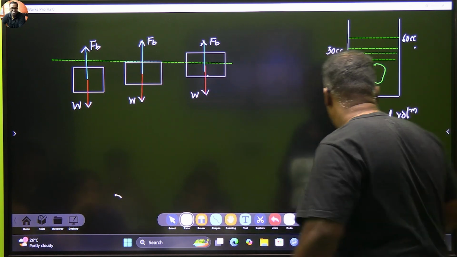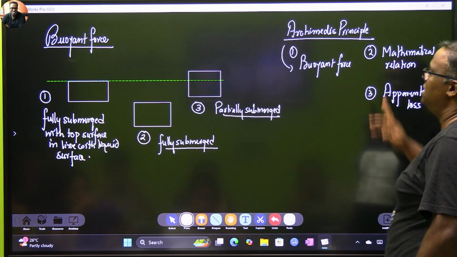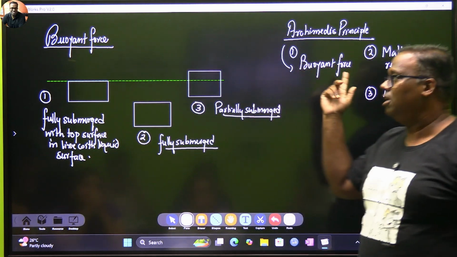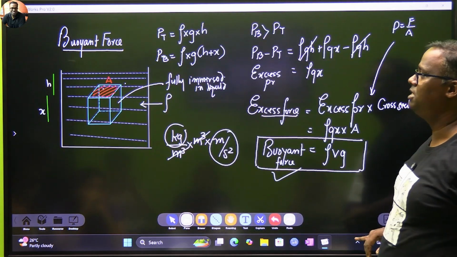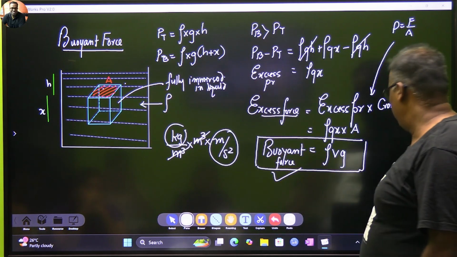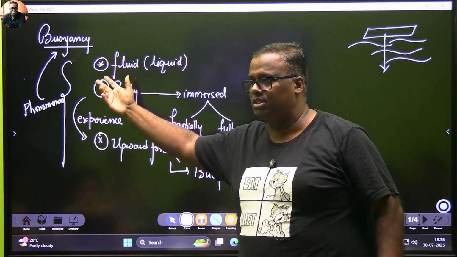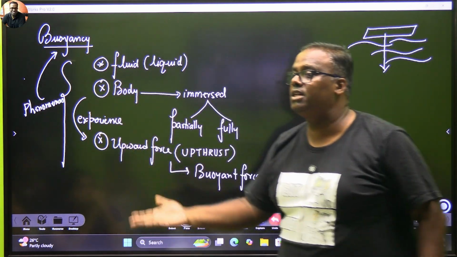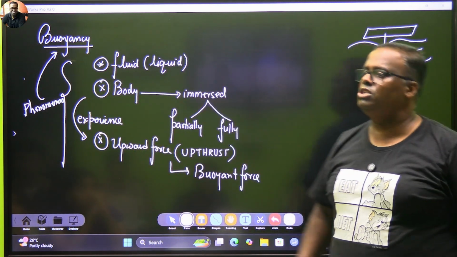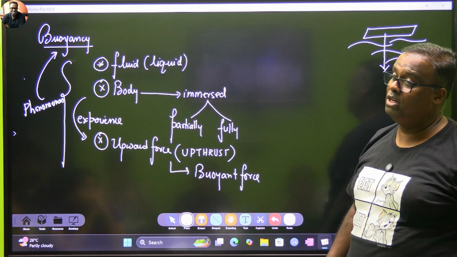Now, Archimedes principle. How did we define buoyant force? We define buoyant force in this example saying that whenever an object is immersed in a fluid, partially or fully, the object experiences an upthrust, which is called the buoyant force, and the phenomenon is called buoyancy.